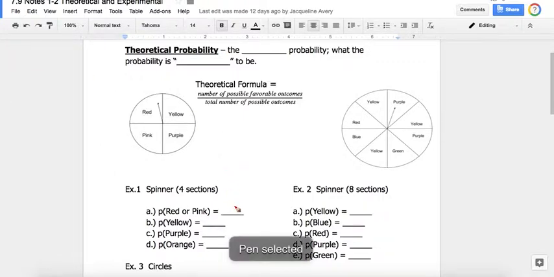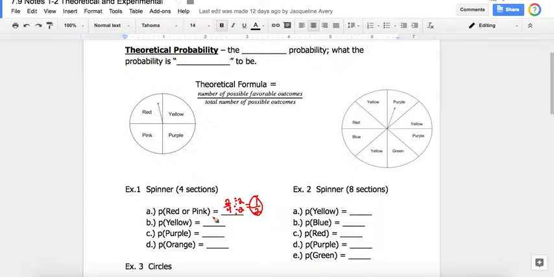What's the probability of red or pink? And the little p here means probability. So red or pink, there's 1 red and 1 pink, so that's 2 out of 4. What can we divide top and bottom by? 2. So the probability is 1/2. And I'll circle the answer.